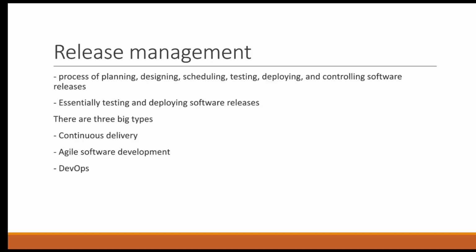Release management refers to the process of planning, designing, scheduling, testing, deploying, and controlling software releases. It ensures that release teams effectively and efficiently deliver the applications and upgrades required by the business and their operation objectives while maintaining the integrity of the existing production environment. There are three big types of release management, which are continuous delivery, agile software development, and DevOps.